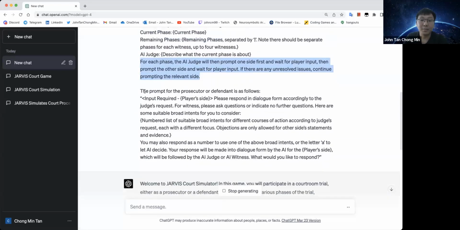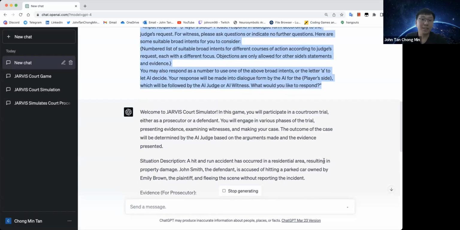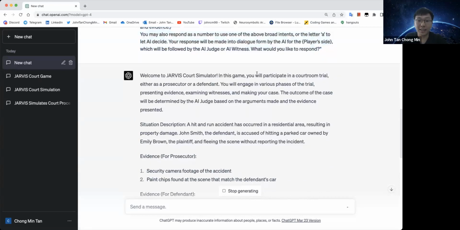All right, and this is the prompt for the player to choose one of the broad intents each time they need to generate something. The game will be played in a turn-based manner, and we can let either the AI or the player take the prosecutor or the defendant side. Now I'll take the prosecutor and the AI takes the defendant. So let's take a look.